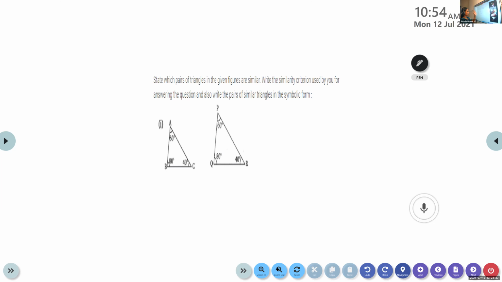So first you draw this figure and check it. Draw the figure. ABC is one triangle. PQR is another triangle. The vertices are 60, 80 and 40. We have to check whether they are similar or not. We'll be discussing the answer in the next period.